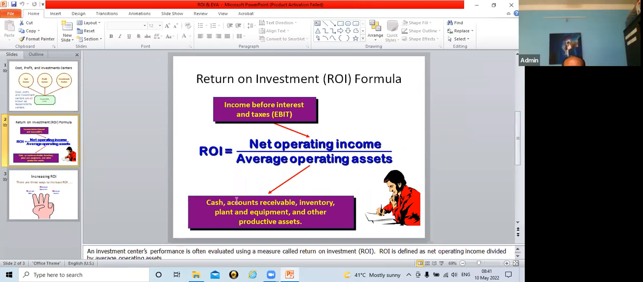That is asset. So cash balance, bank balance, accounts receivable, that is your debtors, inventory, that is our closing stock, plant and machinery, and other productive assets like land, building, furniture, these are also productive assets. So you have to take the total of all assets.